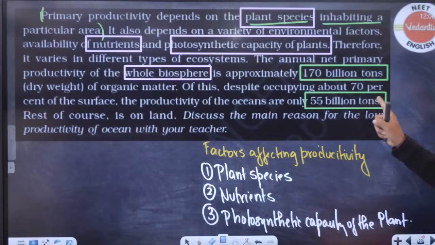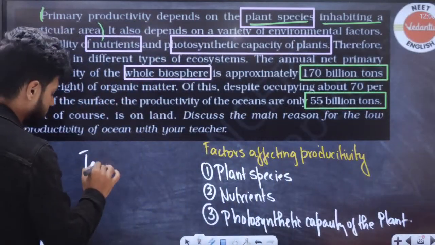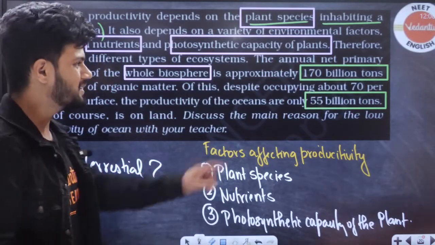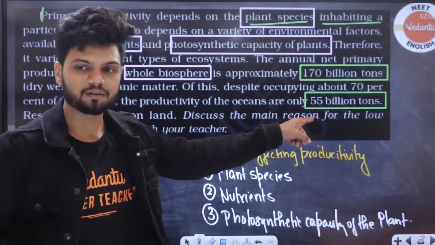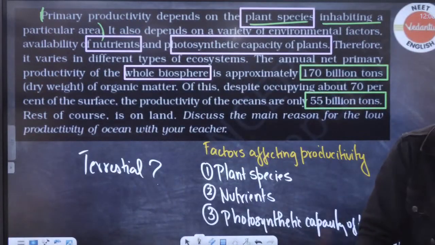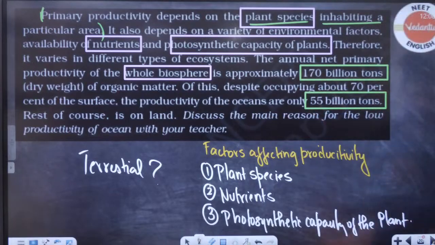So students, tell me, how much productivity is given by land now? How much productivity is given by terrestrial ecosystem? Tell me. Out of 170, 55 is water. Then land is supposed to be? Tell me. Land is supposed to be? Okay. Now discuss the main reason, obviously because the land has more plants.